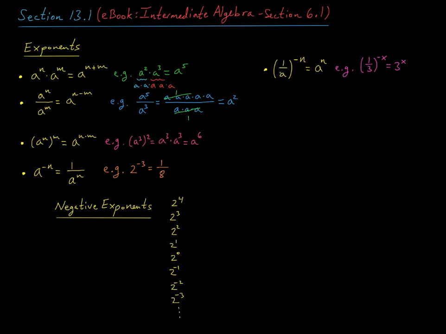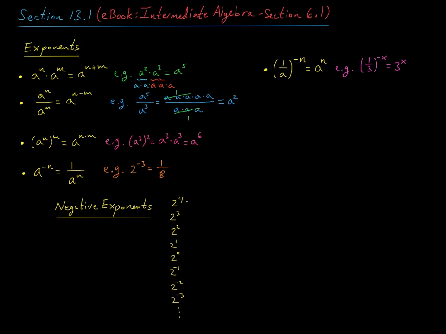And then if I had something like 1 over a raised to the minus n power, then reciprocating 1 over a would just give you a, and then that would be raised to the n power. And here's an illustration of that. 1/3 to the negative x, you're going to get a 3 from the reciprocal, and then that's getting raised to the x power.